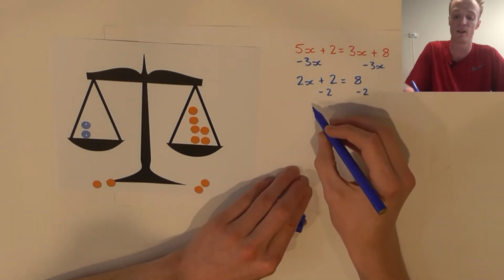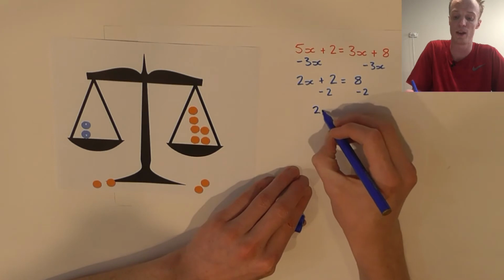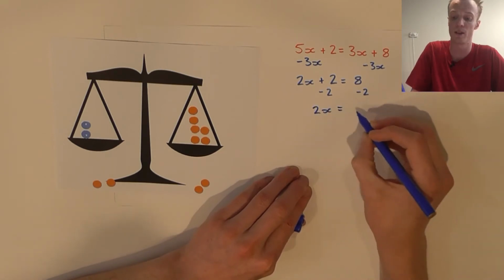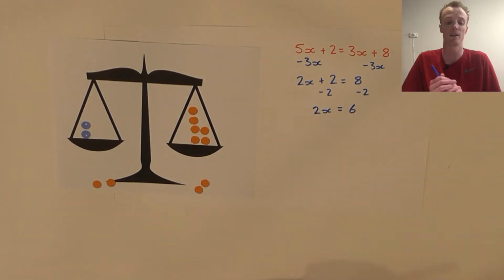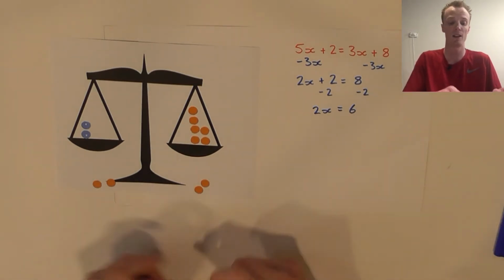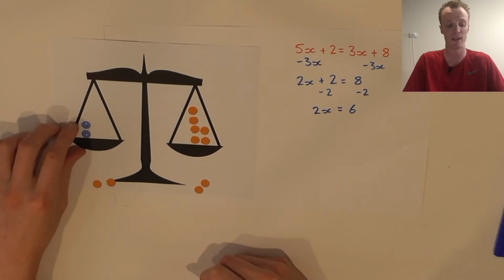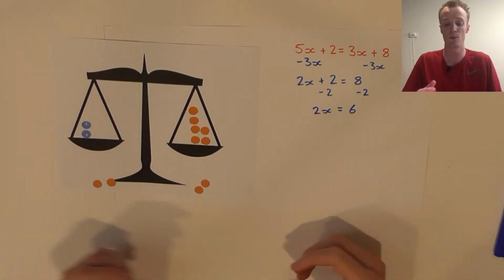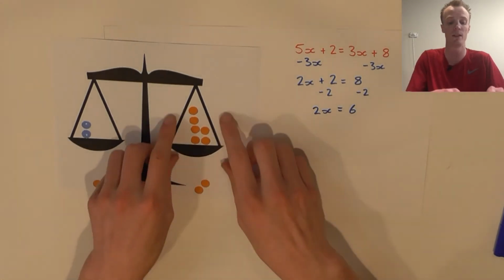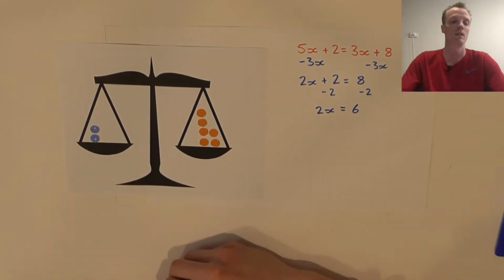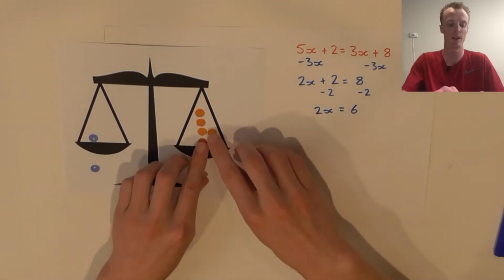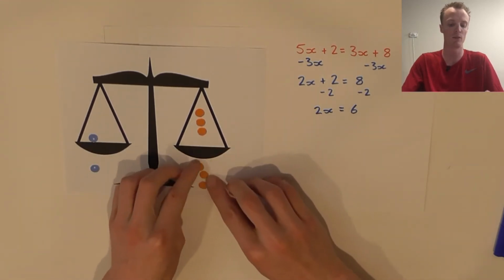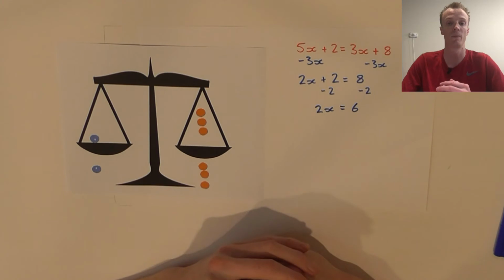On the left hand side, we're left with our 2x. On the right hand side, we've got 8 minus 2, which is 6. So as you can see, both algebraically and through our set of scales, that 2 of these x values is equal to or balances out with 6 of our units. Now visually, you could probably work out in your head now that each one of these x values must be equal to 3 of these units.